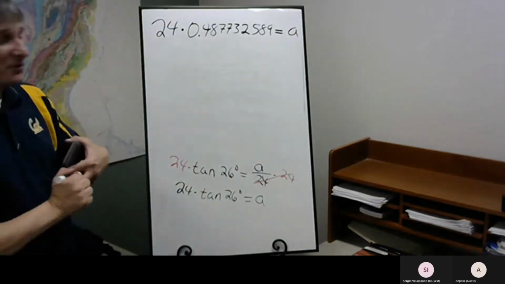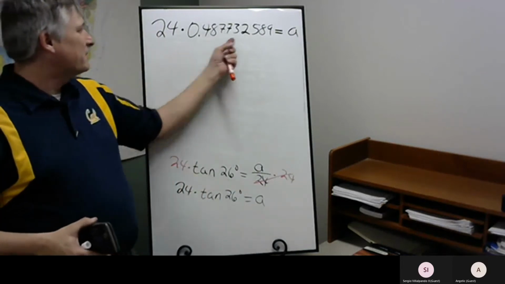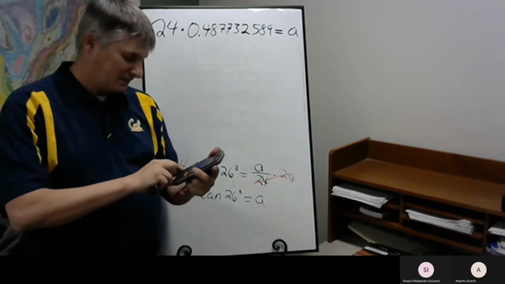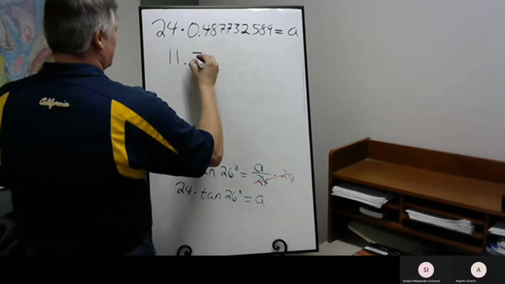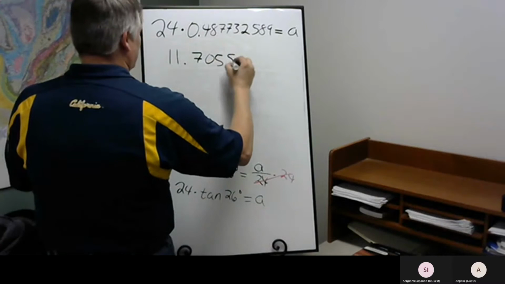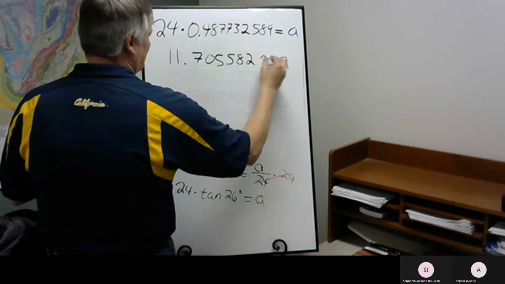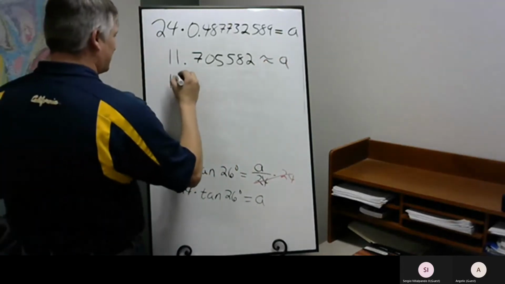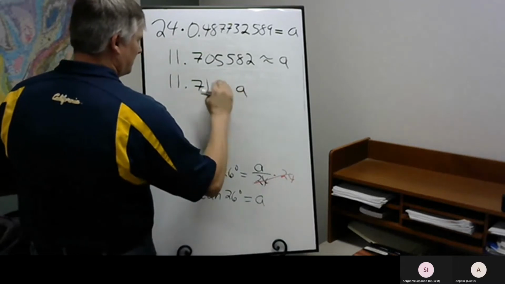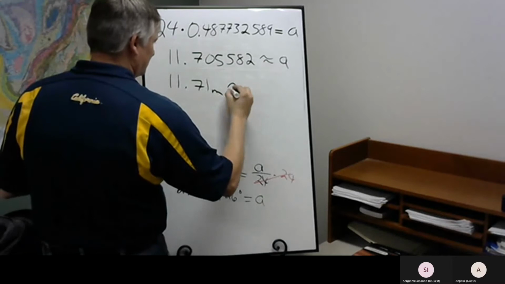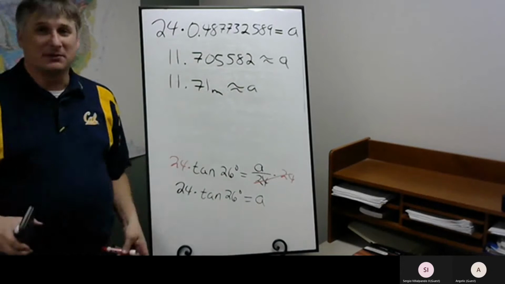Now again, it's an irrational number. These are always really cool. They're kind of neat. That's a whole other story. But if you take this number and multiply it by 24, you get 11.705582, which is approximately A. And if we round this to the hundredths place, A is approximately 11.71 meters.